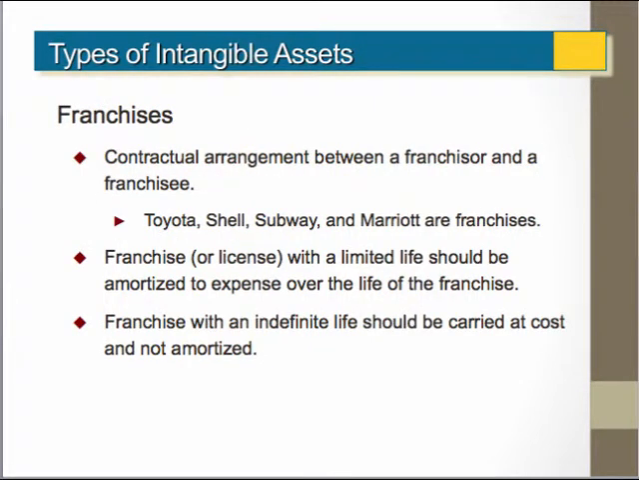Another type of intangible asset is franchises. You may have seen franchises like Subway Sandwich or McDonald's, or even Toyota in a car dealership, in which they have purchased a right to use the name Toyota. In other words, a franchise is a contractual agreement between the franchisor and a franchisee. The franchisor is the corporation who created the franchise, and the franchisee is the purchaser of the right to use the name and the concept of the franchisor.